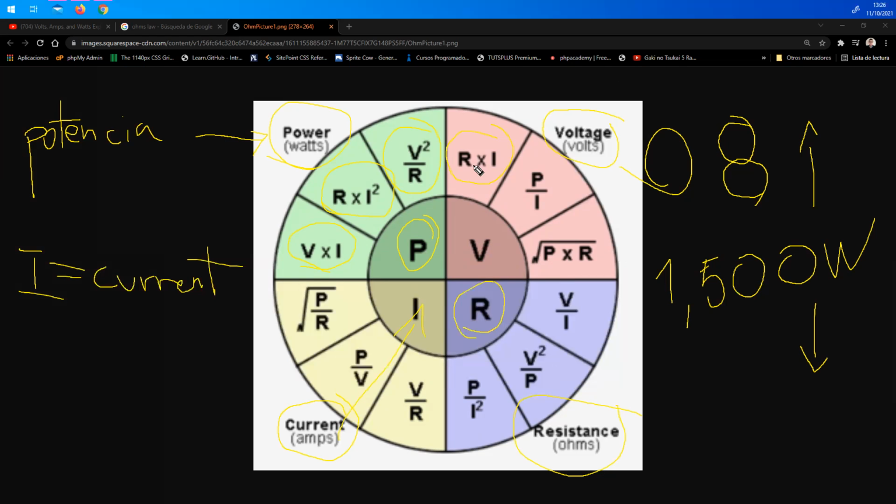Okay, for the voltage, resistance multiplied by intensity, by current. Or power divided by the current. Or the square of the power multiplied by resistance. That's the square, right? As for resistance, it is going to involve voltage divided by intensity. How much I'm going to resist to these measurements.